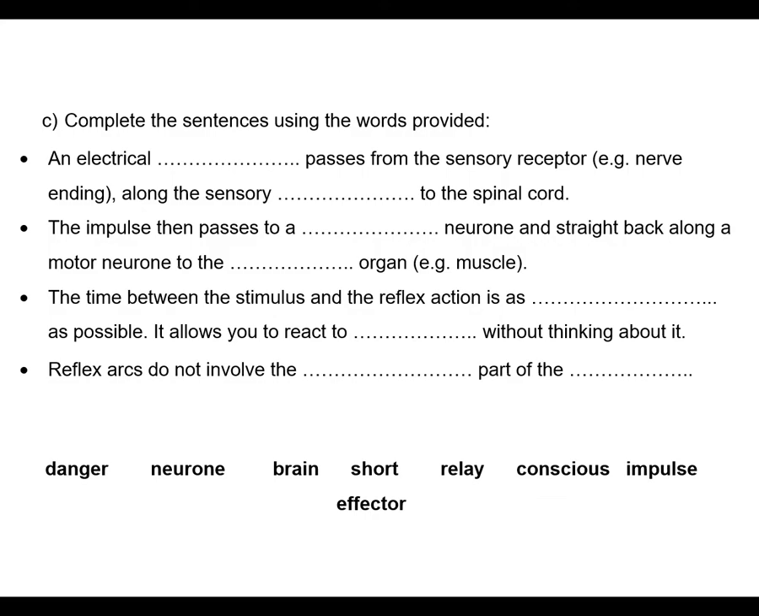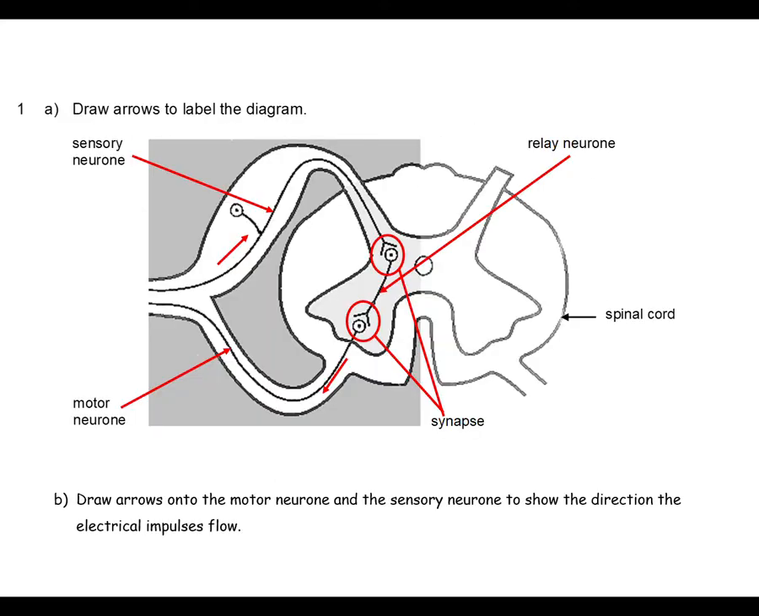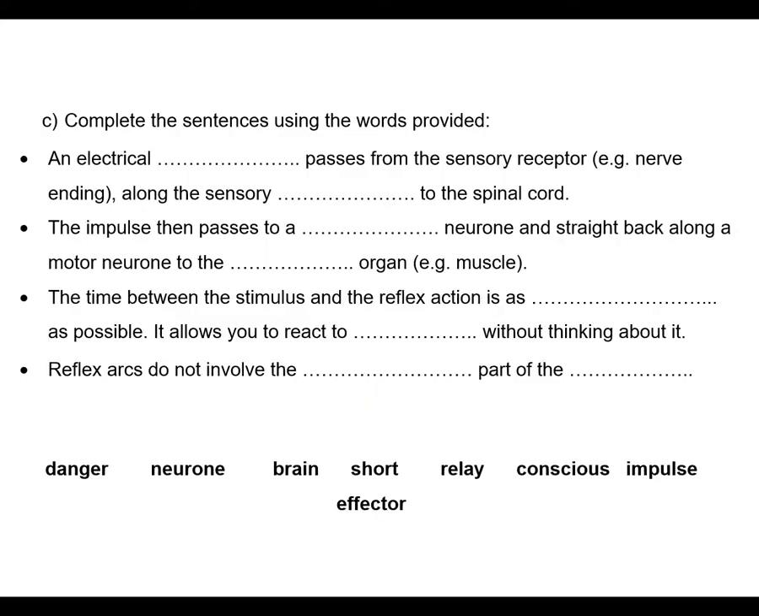We've got some words at the bottom. So I think what you should possibly do is pause the video and have a go at it. We are going to go through the answers now so that you can just fill those in if you wish to as well. So, an electrical impulse passes from the sensory receptor, e.g. the sense organ, along the sensory neuron to the spinal cord.